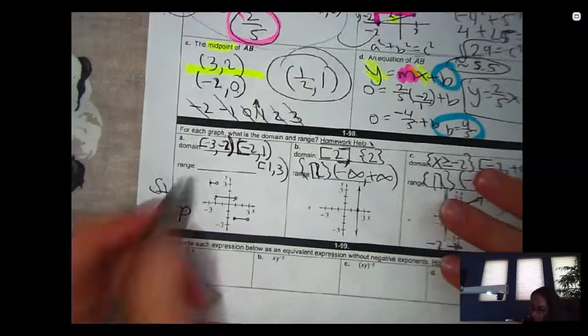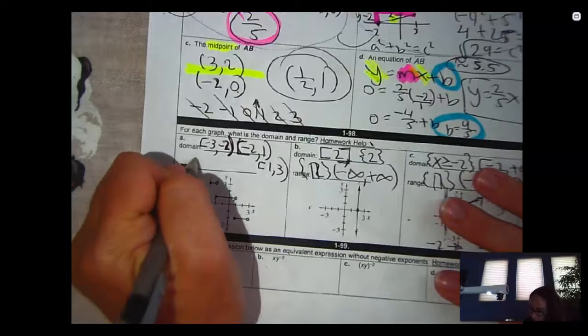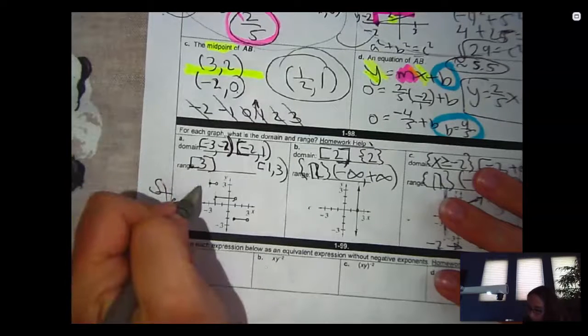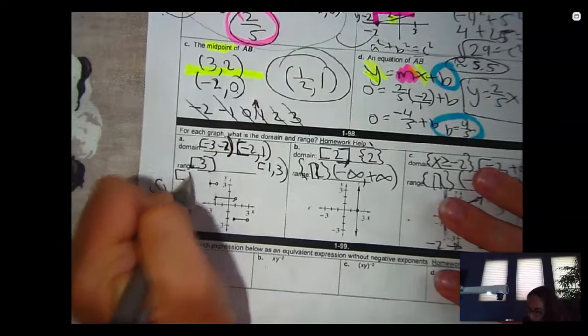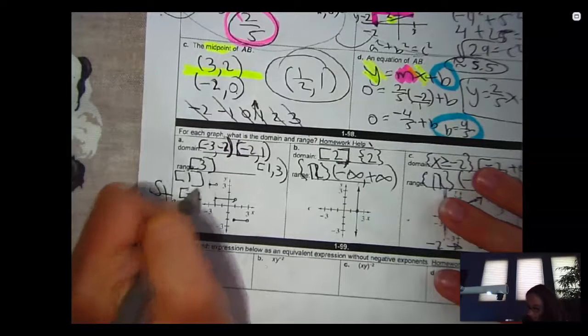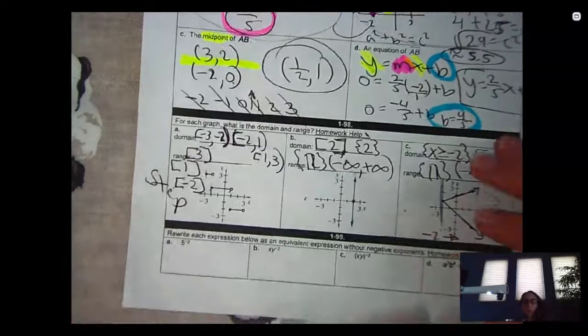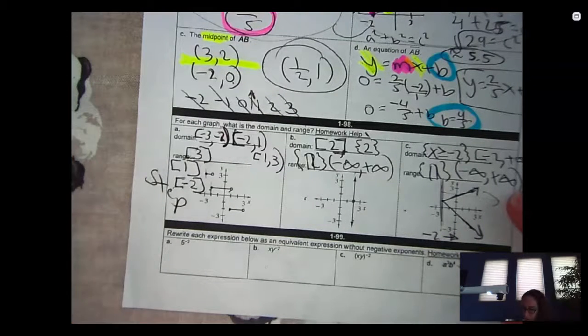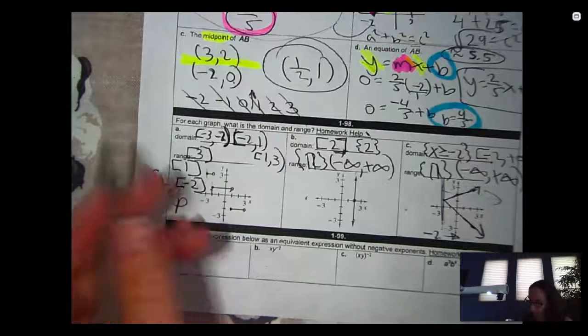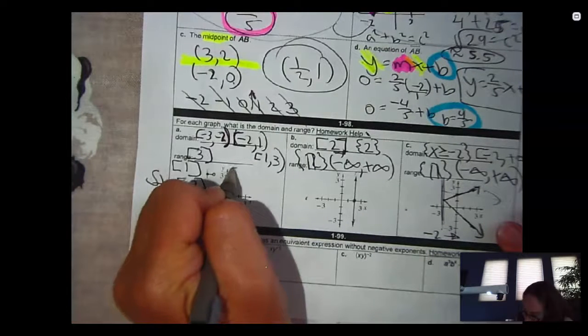Let's look at the range. What's the range? 3. Can't put it in the same thing, because it's only 3. And 1. And negative 2. This one might be a little bit intimidating. Don't stress about it. I want you to more understand the idea between domain and range. Okay? In set notation, I'm running out of space here.